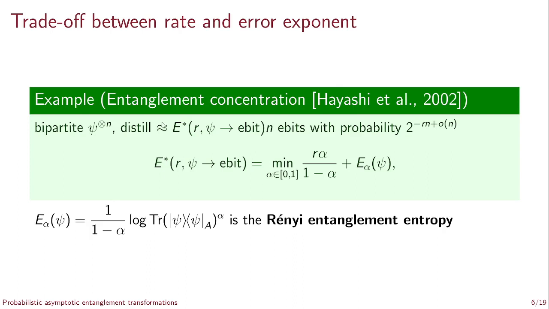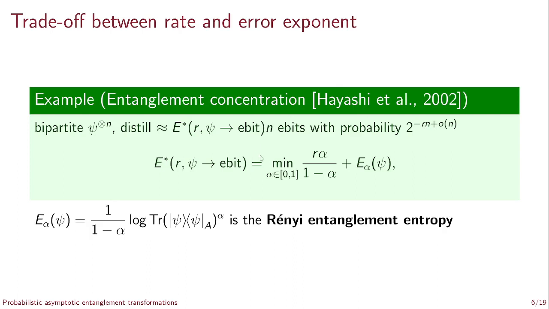For example, this has been studied in the bipartite case, in a special case of entanglement concentration by Hayashi and co-authors. So we have a bipartite pure state, and we fix the target state to be an E-bit. That's what entanglement concentration refers to. And from n copies, we wish to distill approximately E star of R psi to E-bit times n copies of the E-bit, with a probability decaying as 2 to minus Rn.